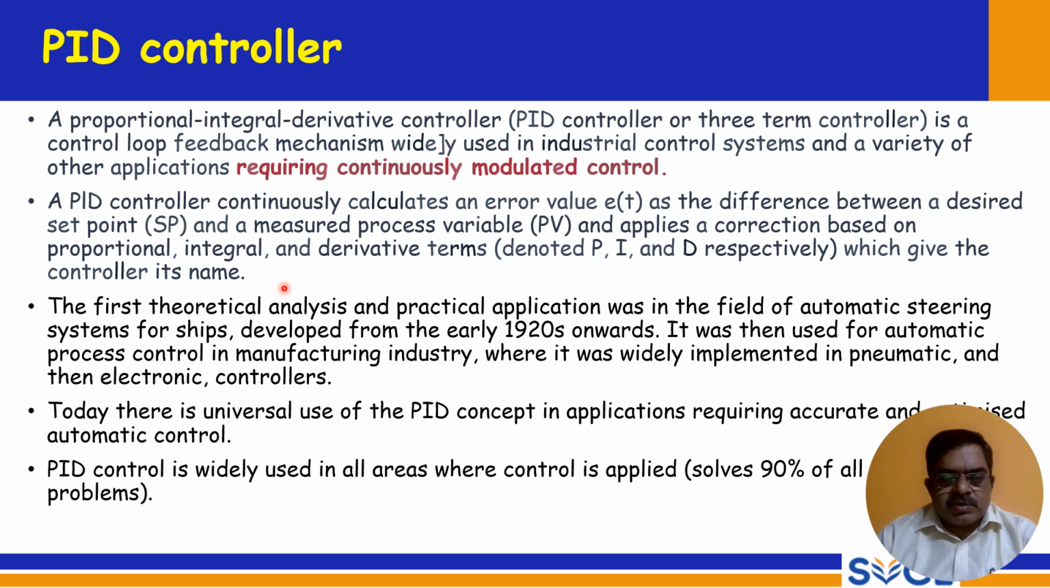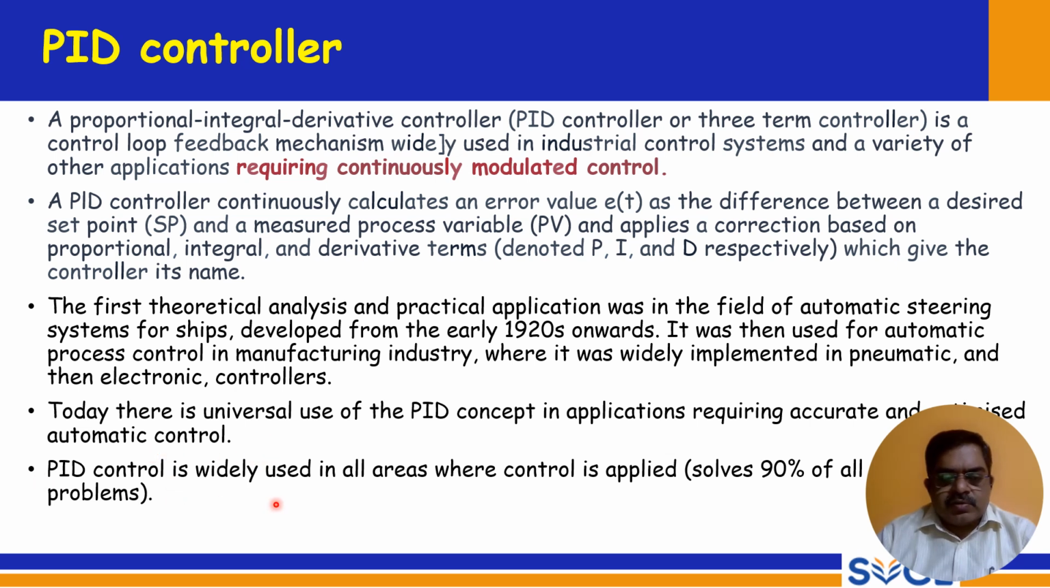The first theoretical analysis and practical application was in the field of automatic steering systems for ships, developed from the early 1920s onwards. It was then used for automatic process control in manufacturing industry, where it was widely implemented in pneumatic and then electronic controllers. Today, there is a universal use of the PID concept in applications requiring accurate and desired automatic control.